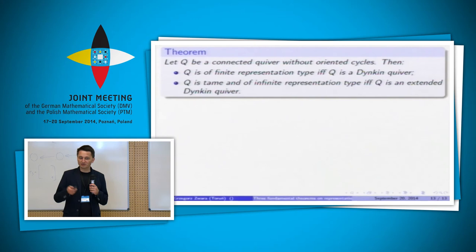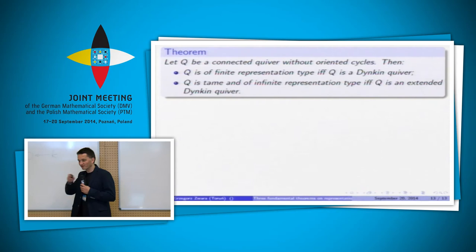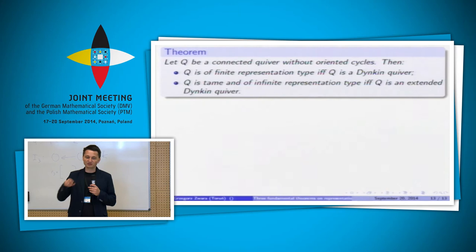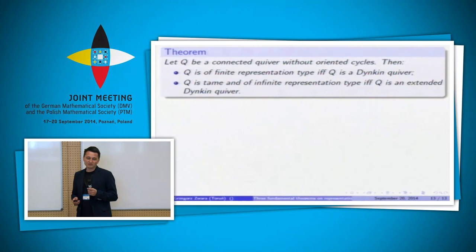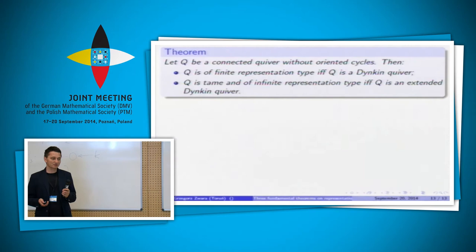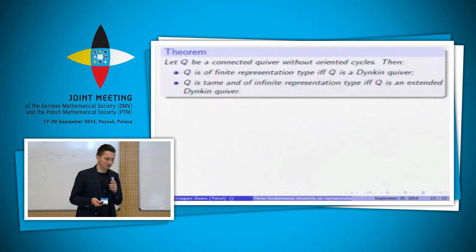each indecomposable representation is uniquely determined by its dimension vector, whose coordinates are dimensions of particular vector spaces. And these vectors are roots of the corresponding quadratic form, and so on. There are many connections. Well, if Q is not Dynkin, we have infinitely many representations, but maybe we have a tame situation. And then the result due to Nazarova and Roiter is that this holds if and only if Q is an extended Dynkin quiver.